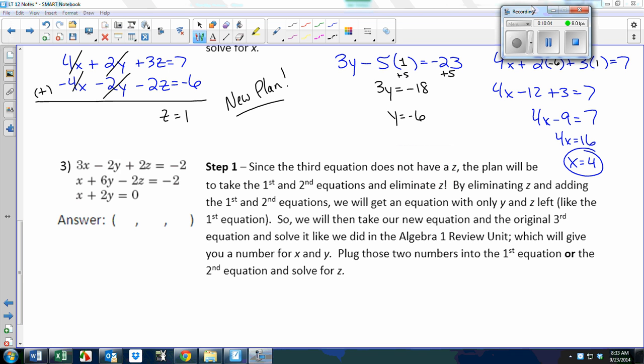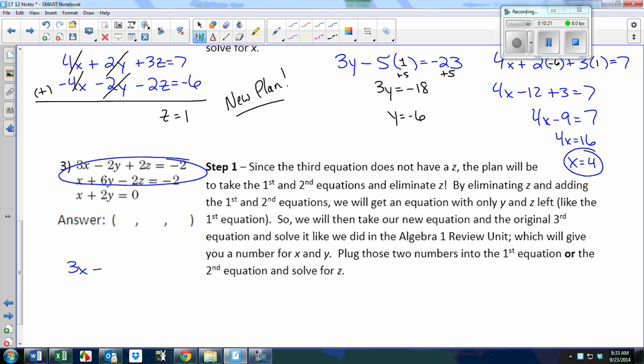Okay, so we paused just for a minute and talked about it. The third equation doesn't have a z, so we're going to take the first two equations and get rid of z. And they're kind of just begging for you to eliminate z as they're sitting. It's a positive 2z and a negative 2z. So we'll add these two equations and get another equation that has x and y in it, and then we'll have our learning target 8. Two equations with x and y.